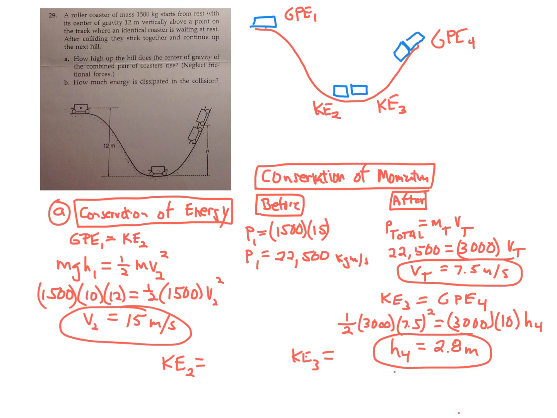As a side note, just because I've been using 10 instead of 9.8 and sometimes rounding off to 2 sig figs, sometimes 3, H4 in a perfect world would have been 3 meters, would have been 1/4 of the 12 meters. But the way I was rounding off here, I got 2.8. That's acceptable, so don't let that scare you. The final height will be somewhere between 2.8 and 3 meters for the final height of the two cars.